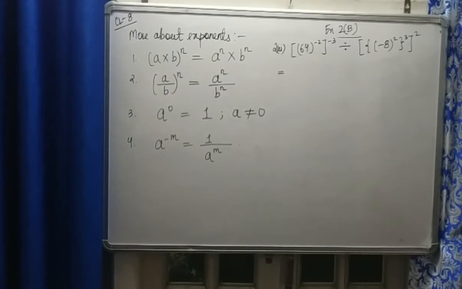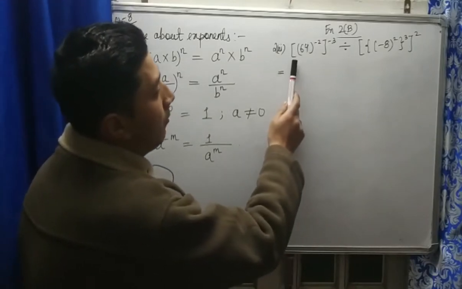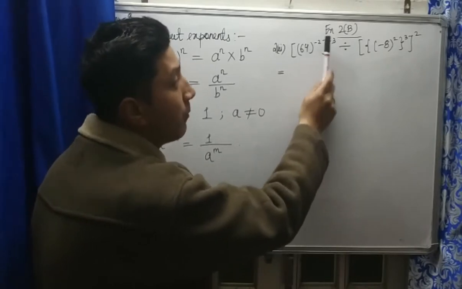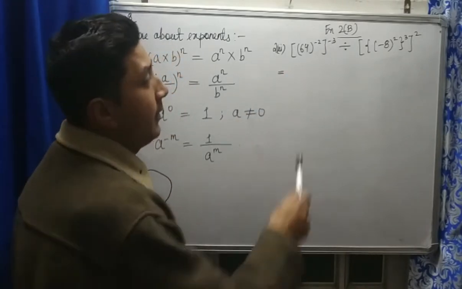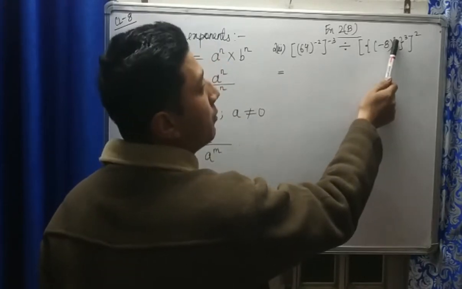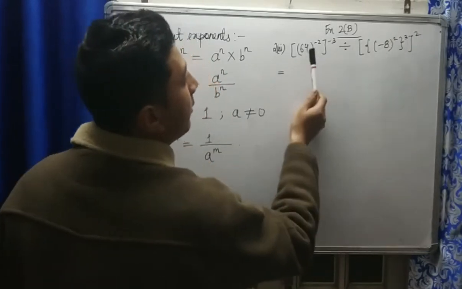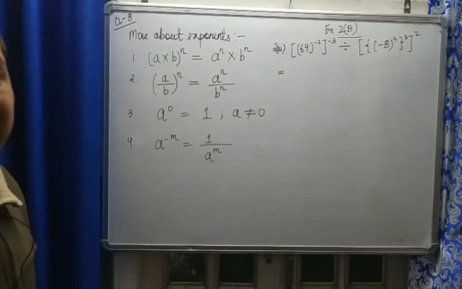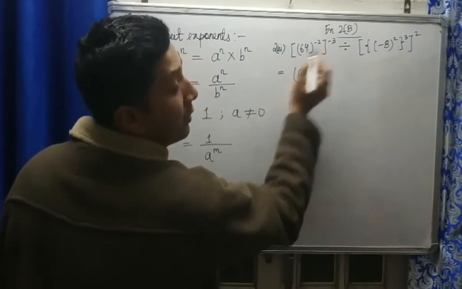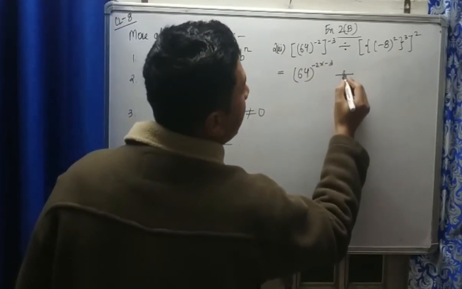Alright, let's go to the next question, that is question number 2 part 2. In question number 2 part 2 we have box bracket 64 to the power minus 2 into to the power minus 3, divided by box bracket curly bracket minus 8 to the power 2, to the power 3 again. So all these are the powers. How will we simplify it? 64, keep it as 64, and this is minus 2 into minus 3. The power gets multiplied. Divided sign, keep it as divided sign.